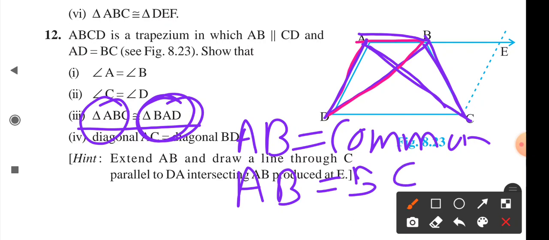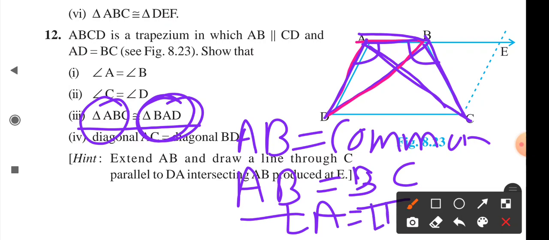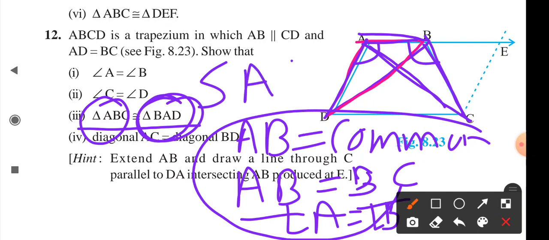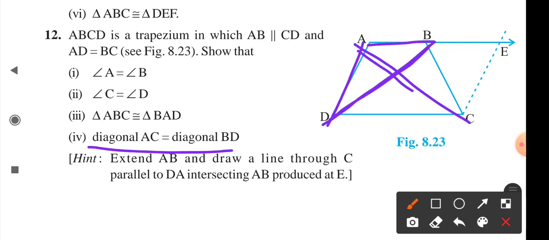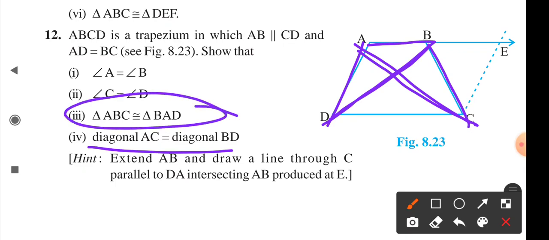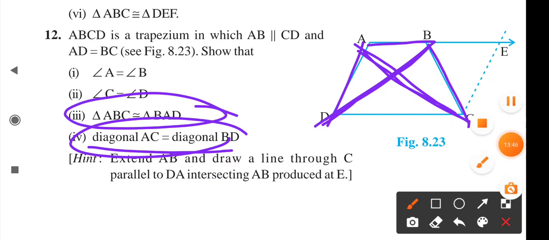AB equal to BC, why? Because it is given in the question. And the third part, angle A is equal to angle B. So from the SAS congruency rule, both the triangles are congruent. For the last part, the diagonal AC equal to BD by CPCT, because we have found that these two triangles are congruent. So by CPCT you can say that the diagonal AC equal to BD.